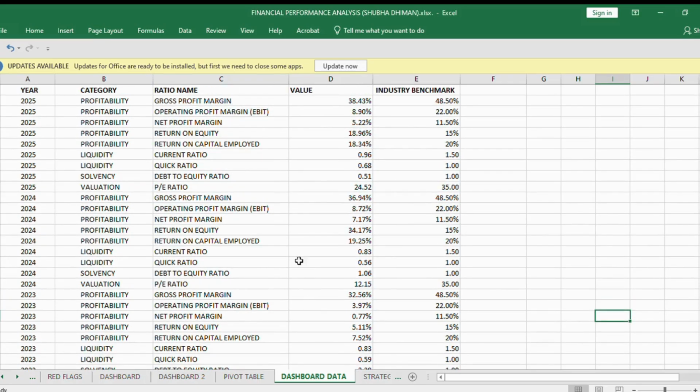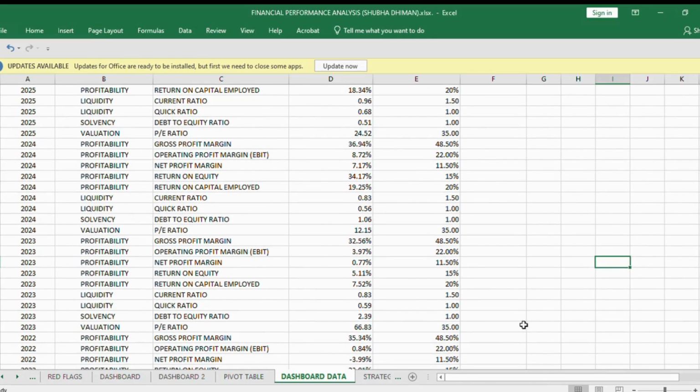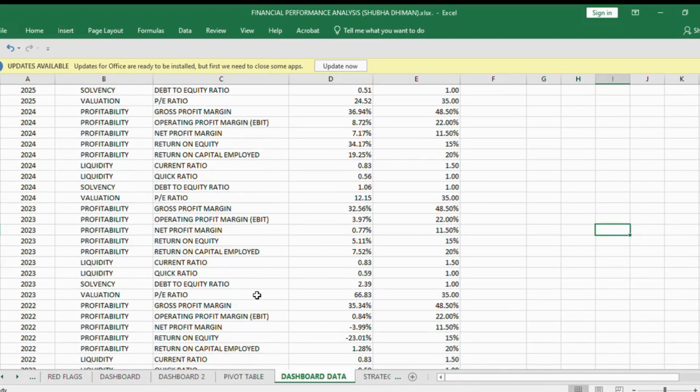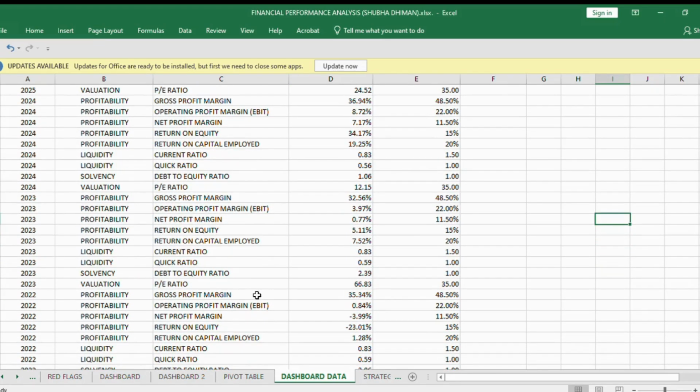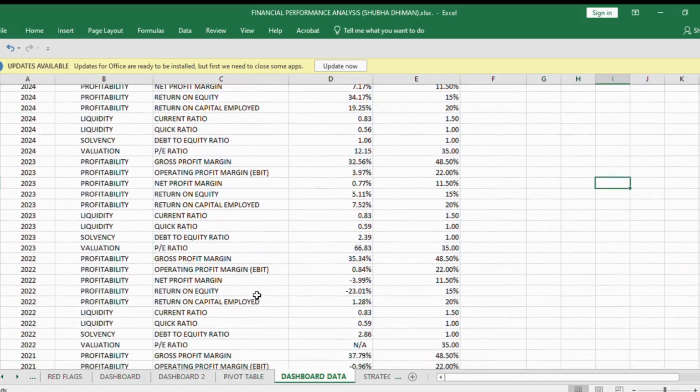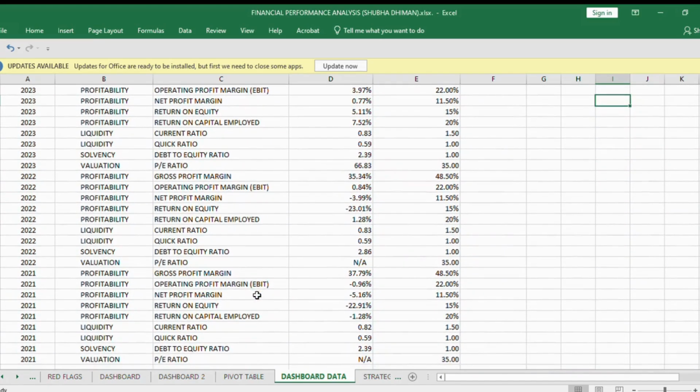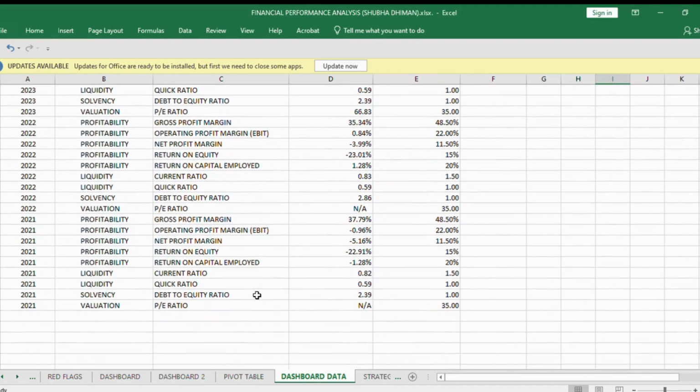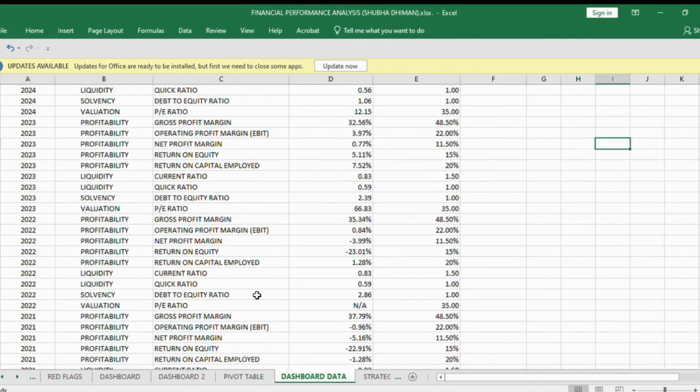Here I have categorized every ratio by year and type, such as profitability, liquidity, and solvency. By structuring the data this way, the slicers on my dashboard can pull the exact numbers for any year, like 2025 or 2024, without any errors. It ensures that the dashboard remains dynamic and accurate as we switch between different analysis views.